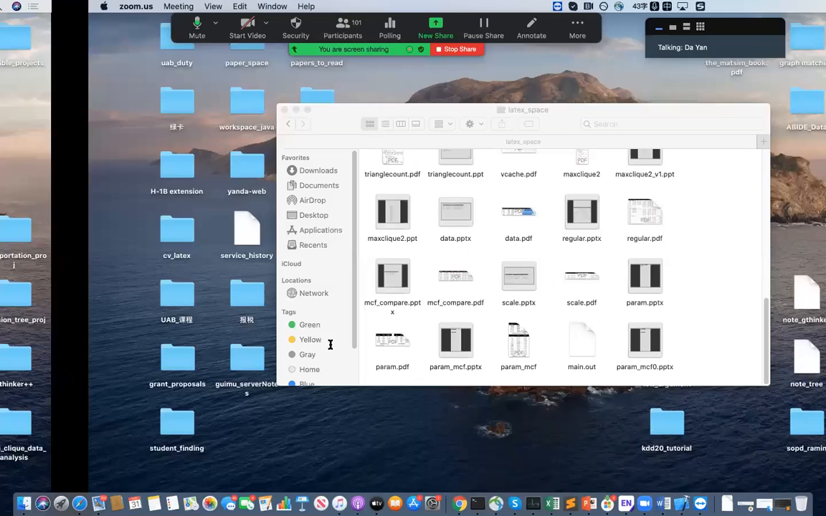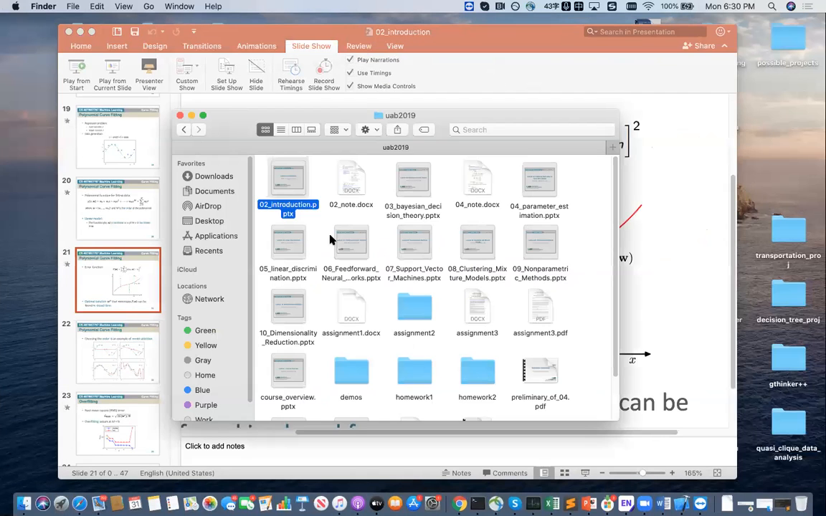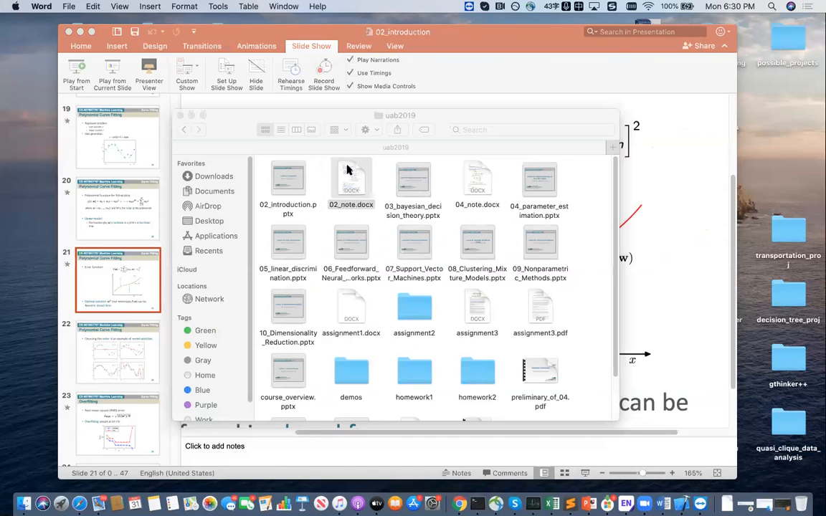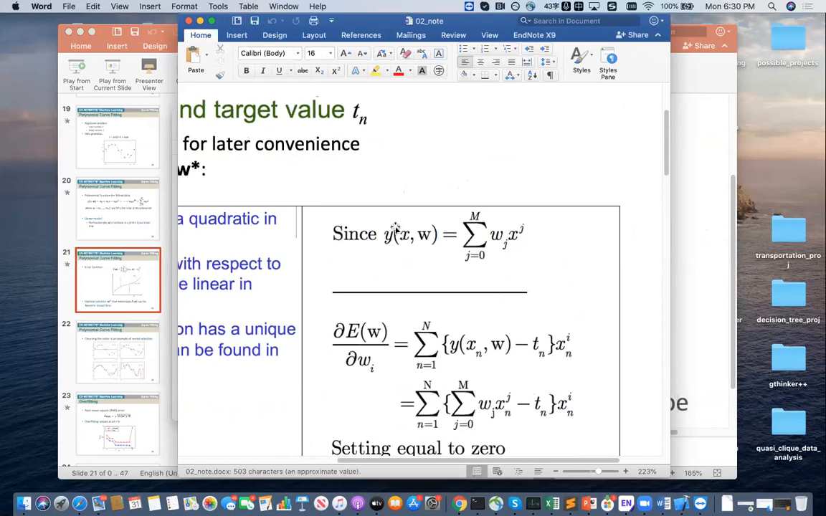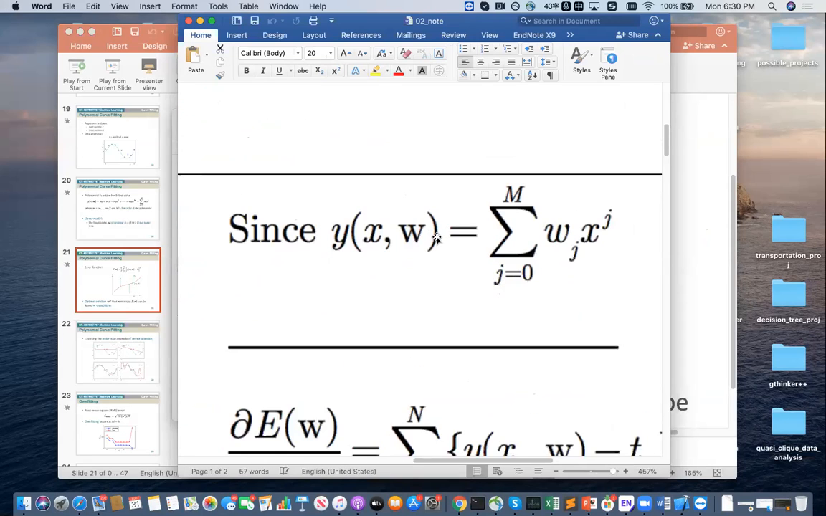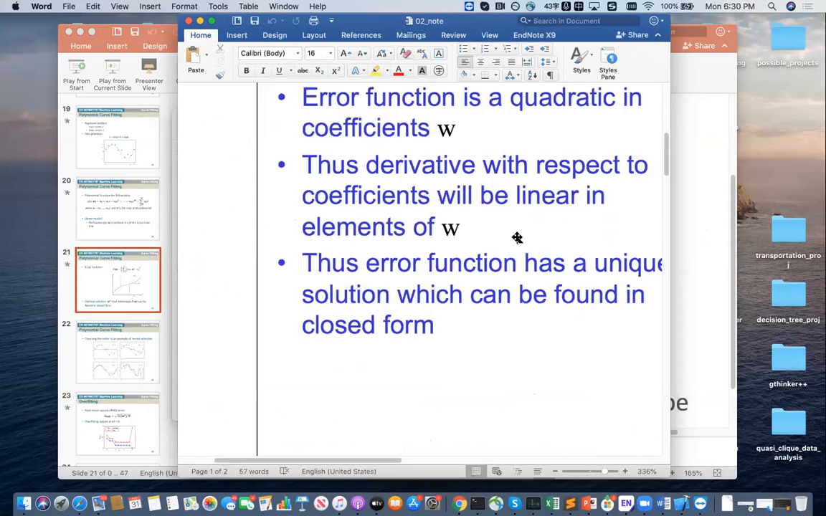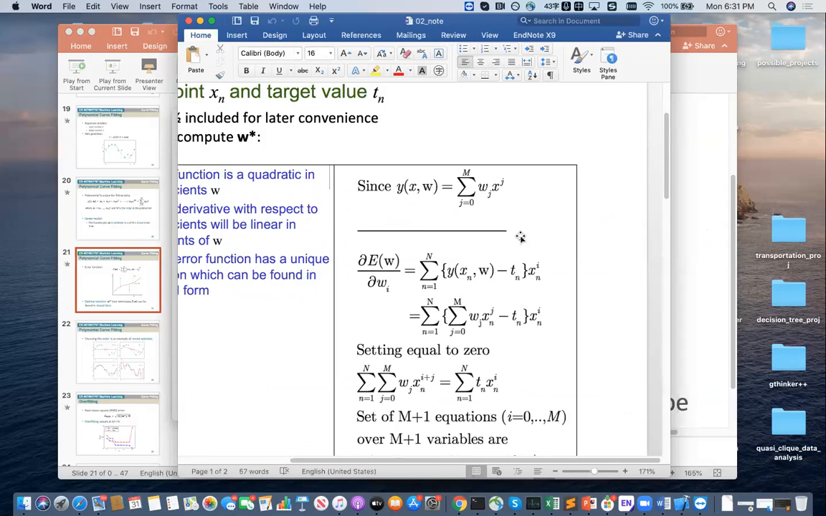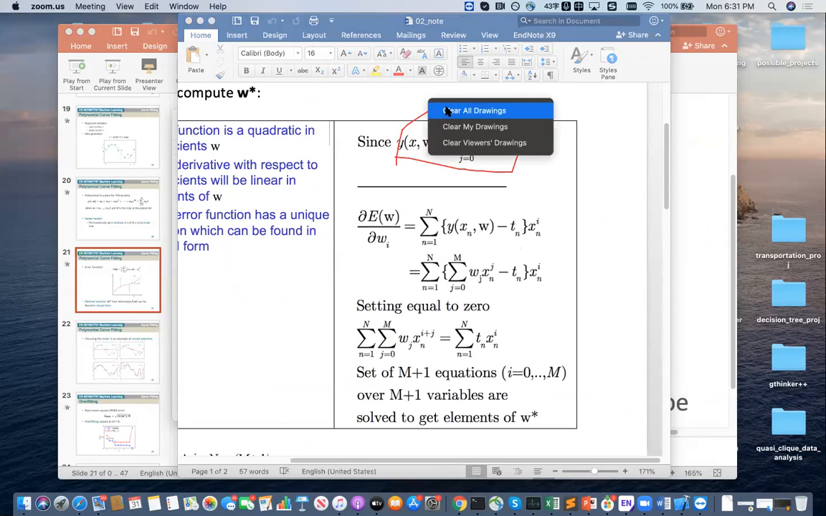In the document, we actually have the files for you, and it's called the node. Here's what we have. This is our polynomial function. If you want to look at the error, maybe the error is clearer.